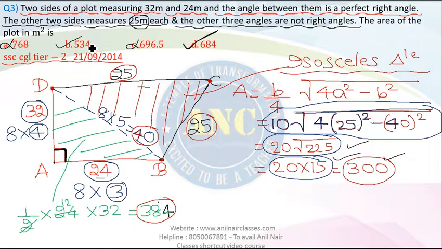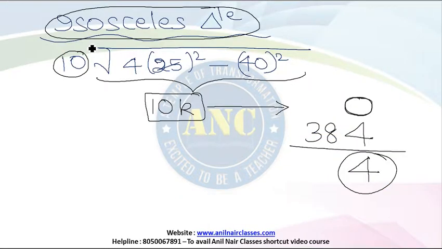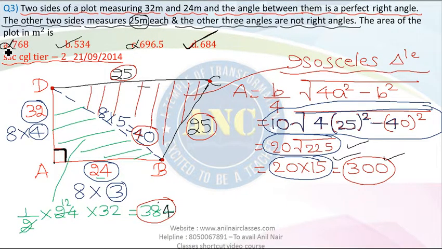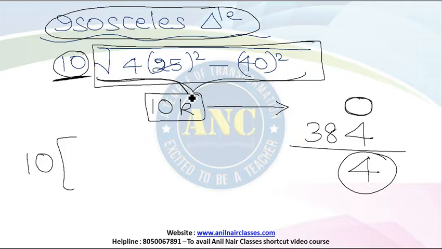Can you teach how to solve it in a smarter way without calculating 25 square, 40 square, all those things? Yes, you can. Think a little logically once again. This is 10, this is 10, right? 10 into something. This entire value is inside the square root. For you to get the answer as a whole number, first of all 768 is gone, 696.5 is gone. The other two options are whole numbers. That means for you to get the answer in whole numbers, whatever is inside the square root should be a perfect square, right?